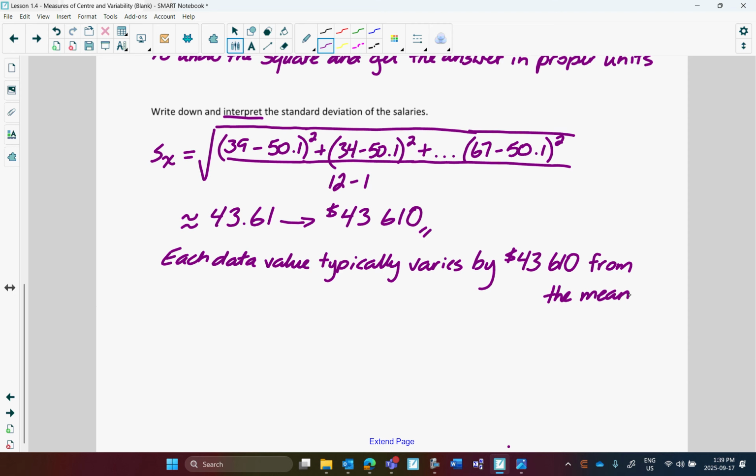Standard deviations will always be positive. The higher the standard deviation, the more spread out the data is. So when you do an interpretation of standard deviation, phrase it like this: each data value, make sure you use this phrase, typically varies, and then put your standard deviation value from the mean. That's it.